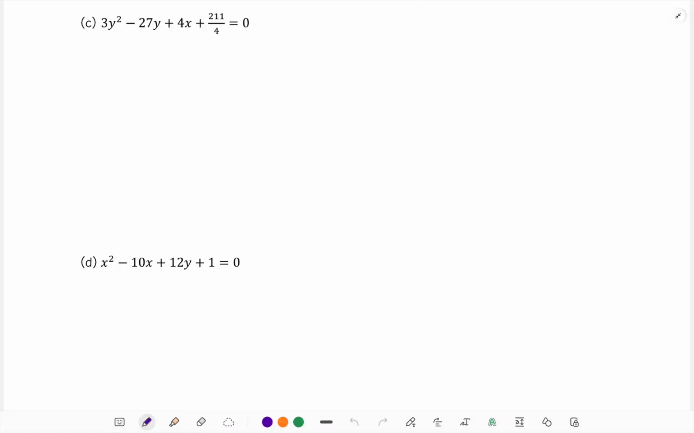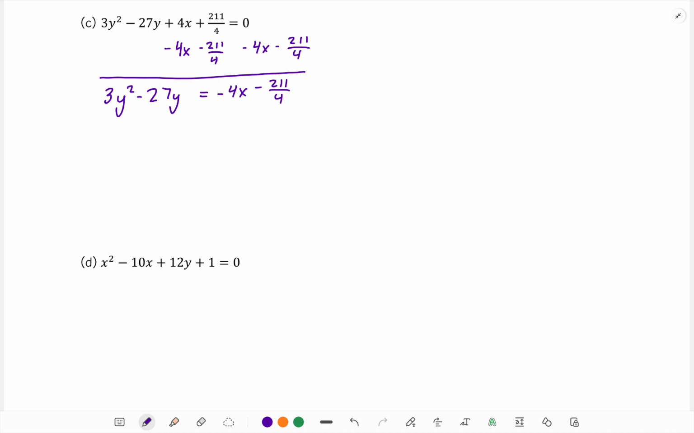Hello, so I'm going to finish up the section 7.2 notes today. So for part C and D here, we need to complete the square in order to get in standard form. Well, for C, since the y's are squared, I'm going to subtract 4x and subtract 2/11 from both sides. So then we get 3y squared minus 27y equals negative 4x minus 211/4.